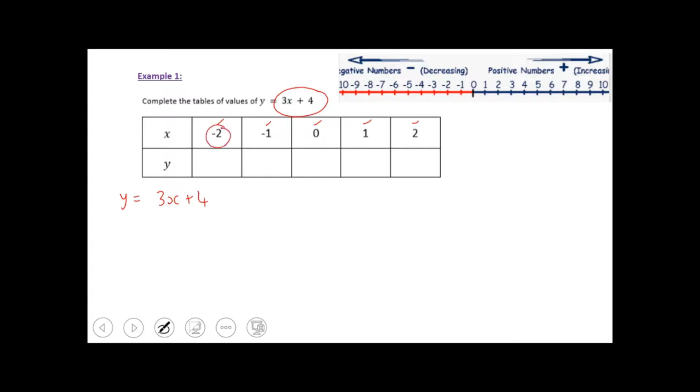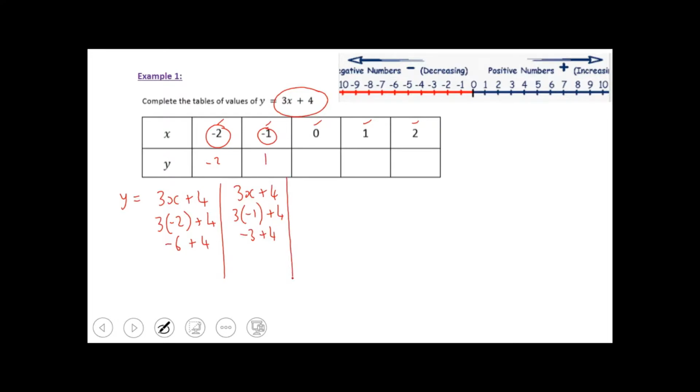So let's start with the -2. So 3 times -2 plus 4. So 3 times -2 is -6, plus 4 is -2. Now I'm going to write down here 3x plus 4. This is my question, and I'm going to replace x with -1. So 3 times -1 plus 4. So in other words, -3 plus 4 is going to be 1.